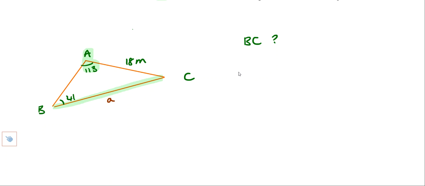BC over sine of 113 equals 18 over sine 41. And then you would have to put the C then, equals C over sine C.